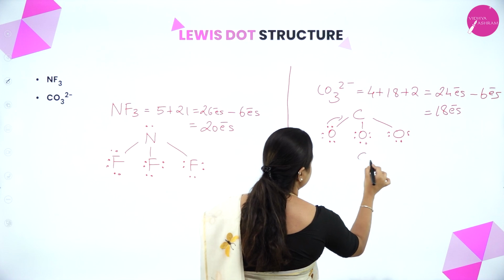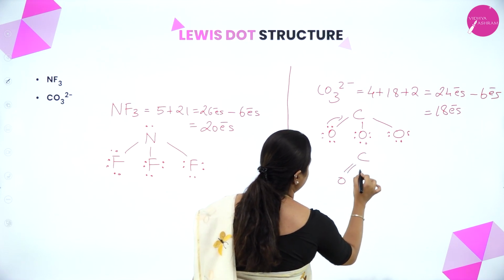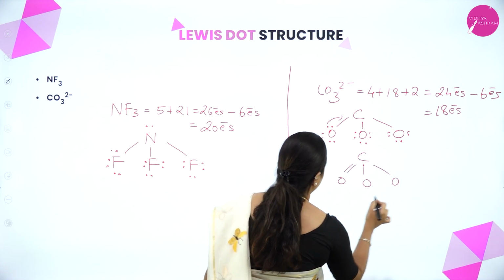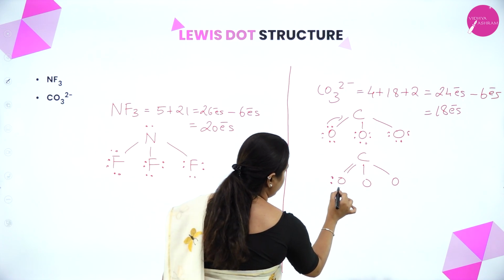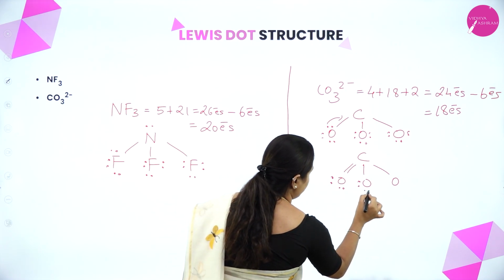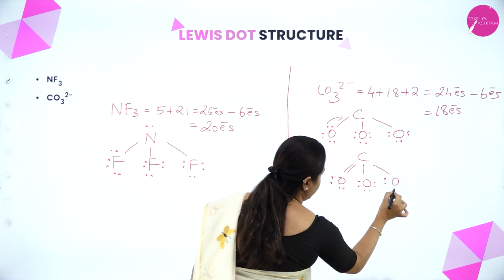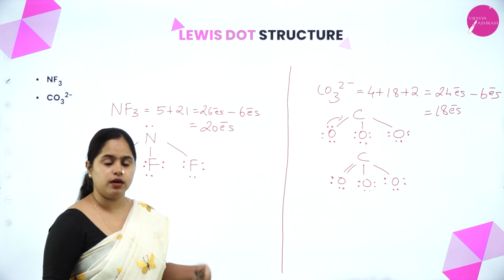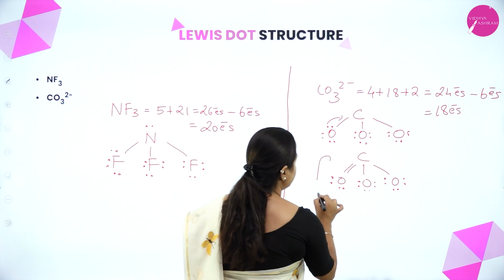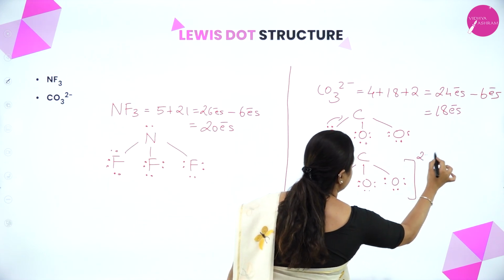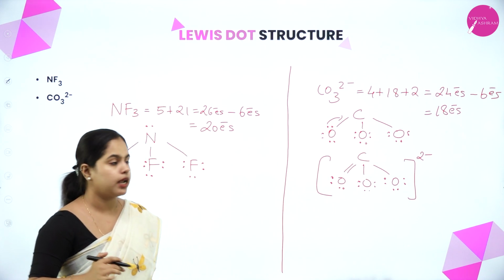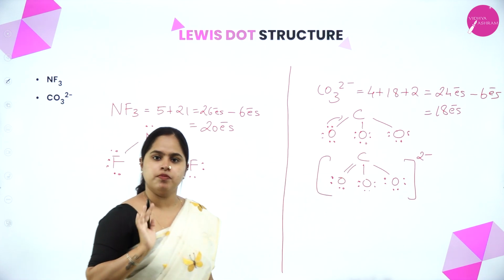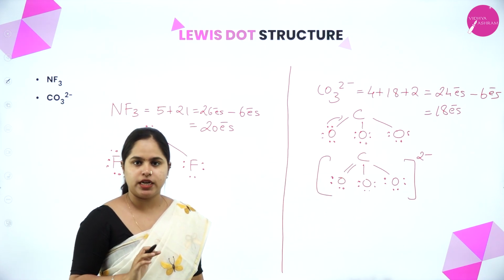So how does the representation become now? It will be a double bond here, a single bond here and a single bond here, with 2 lone pairs here, 3 lone pairs here and 3 lone pairs here. As you can see, now all of them attained the octet, right? And one more thing you have to remember is that it was CO3 2-, so this 2- must be represented there. I hope that is clear.